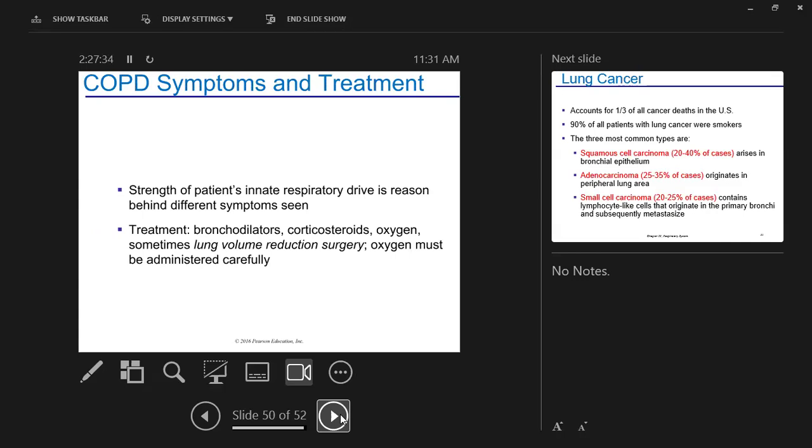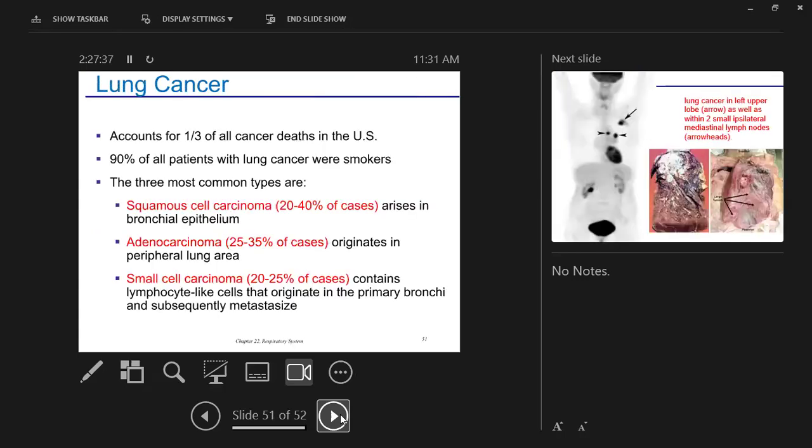And now the last condition, lung cancers. 30% of all cancer deaths in the US come from lung cancers, 90% correlating with smoking. People that smoke have a 90% risk factor for developing lung cancers. We have three different types: squamous cell carcinomas from the lining of the bronchi, adenocarcinomas in the lungs themselves, and small cell carcinomas in the primary bronchi itself.